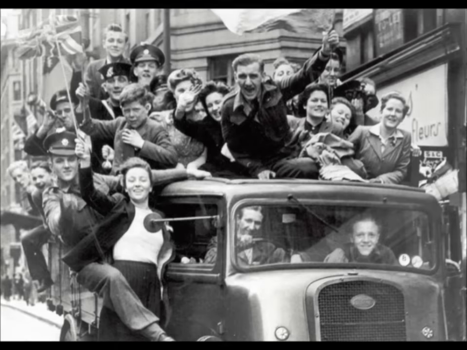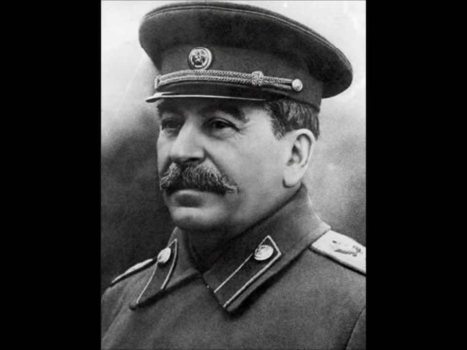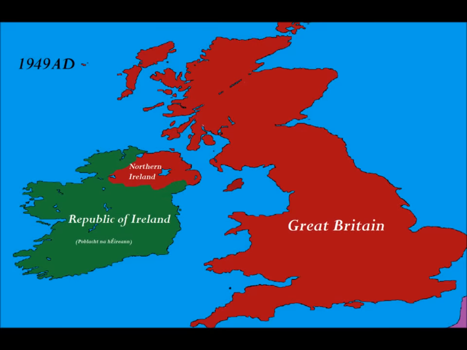When the war was over, the Allies still somewhat frowned on the Irish neutrality. Churchill even referred to de Valera as useless, and the Soviet Union argued against their admission to the United Nations, claiming that the Irish were fascist sympathizers. In 1949, the Irish Free State became a fully independent republic.